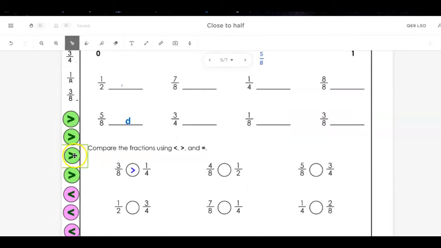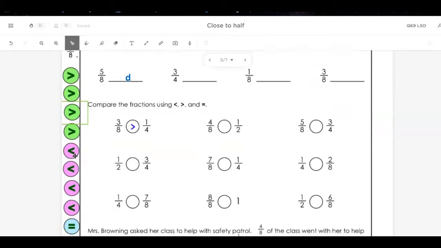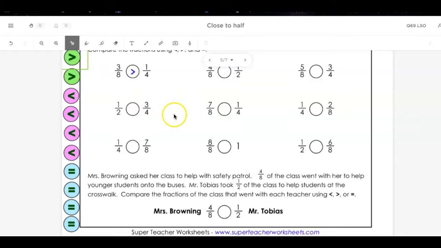And then you're also going to use these to compare fractions down here. Like 3/8 is greater than 1/4. Well, I know that half of 8 is 4. This is a lot smaller. 1/4 is a lot smaller than 1/8.